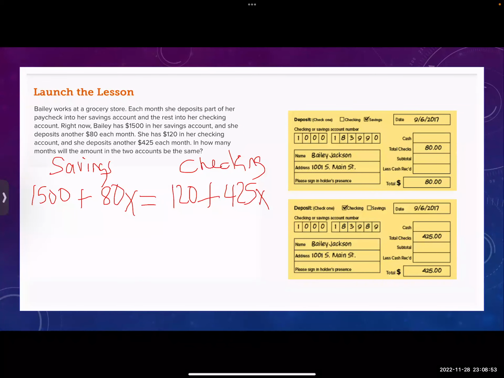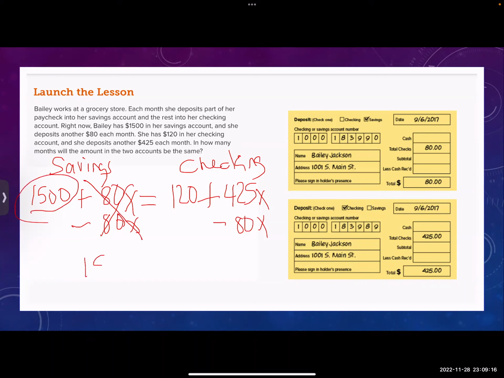We've got x's on both sides. Who's got more resources? Well, 425 is definitely more than 80. So 425 is going to have the party. 80 is plus, so to get rid of it, take it to the party. We're going to subtract. 80 goes to the party. Who's left? 1,500. The 120 we haven't done anything with, so it stays.